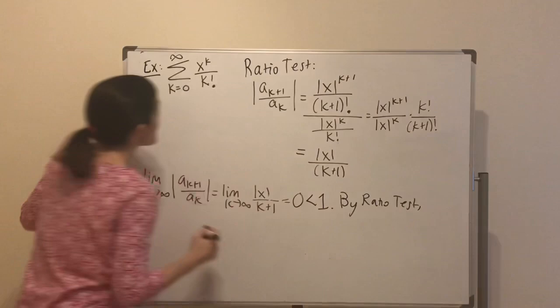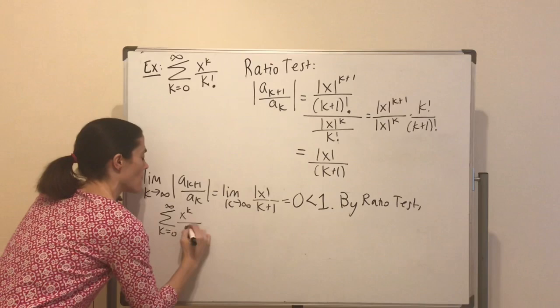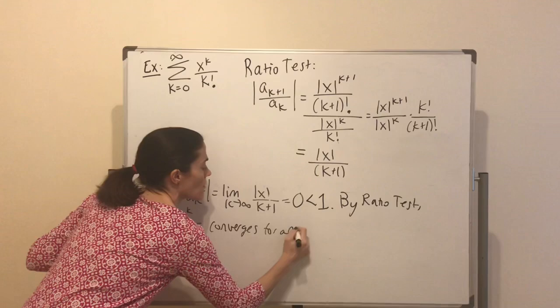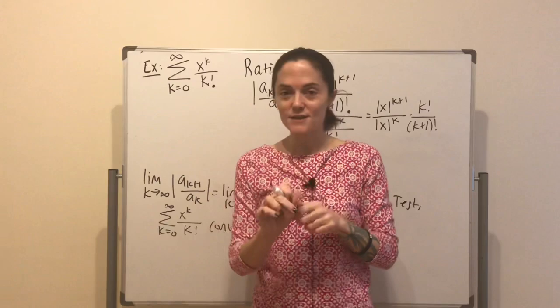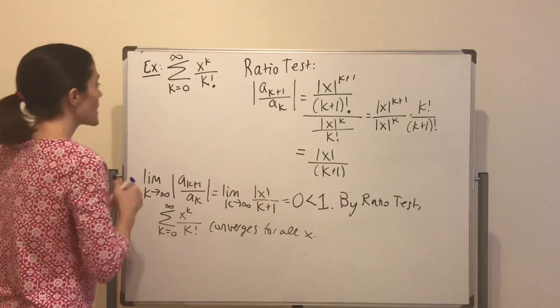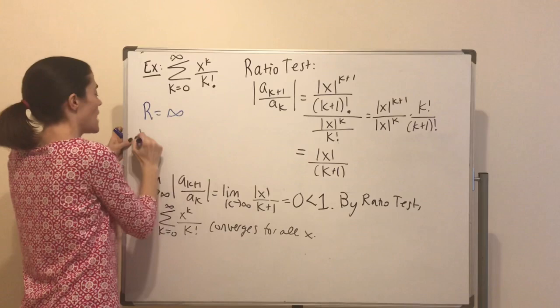We see that the power series converges for all x. Now I didn't even mention what the question was. I just wrote the power series. But the question in every single one of these is going to be, find the radius and interval of convergence. Okay, maybe I'll write it in the future ones. So here, if we get that it converges for all x, my radius of convergence is infinity, and the interval of convergence is everything.